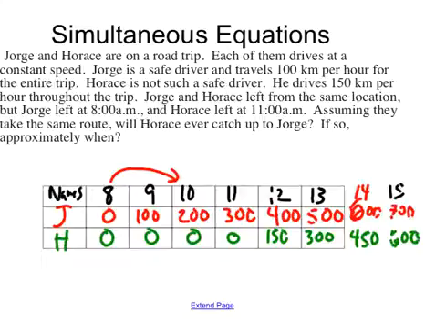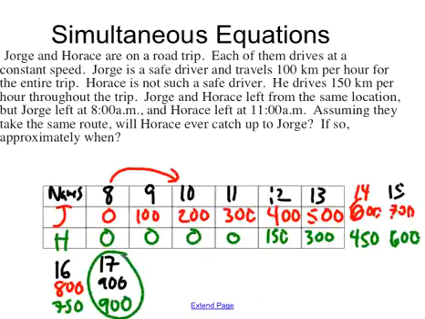Sorry, my pen's jumping a little bit. I'm going to continue down here because I've run out of space on my chart. At 16, which is 4 o'clock, Jorge has gone 800 kilometers, and Horace would have gone 750. You can see that Horace is getting closer. At the next time period, 17, which would be 5 o'clock in the evening, Jorge will have gone 900 kilometers, and Horace will have gone another 150, so 900 kilometers. And you can see right there, they've met.